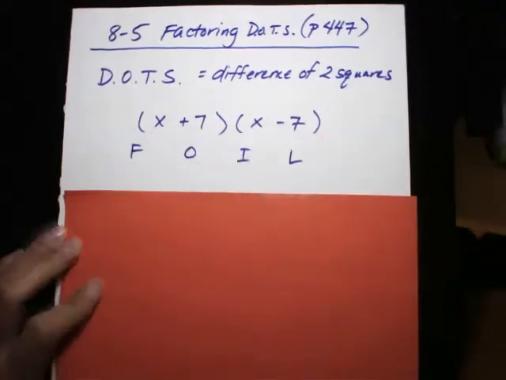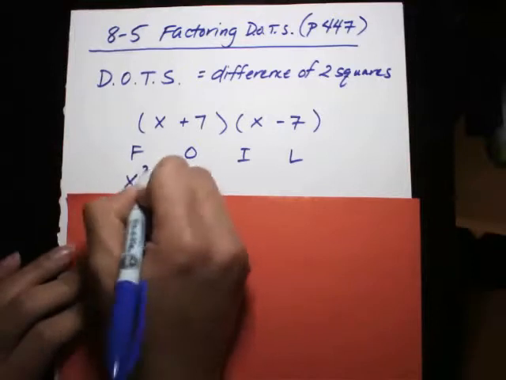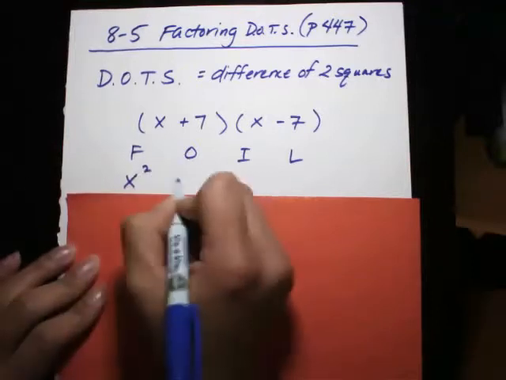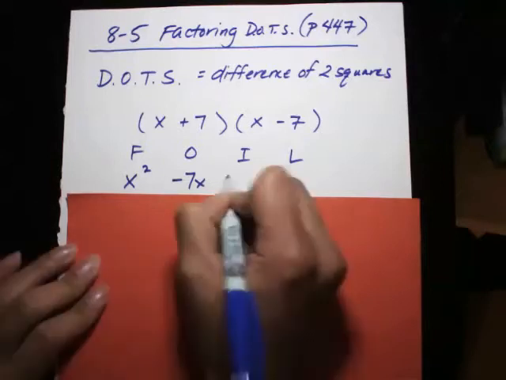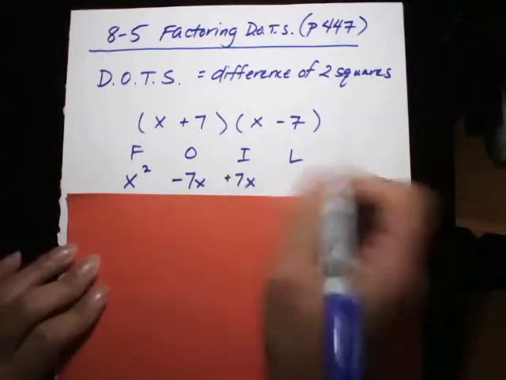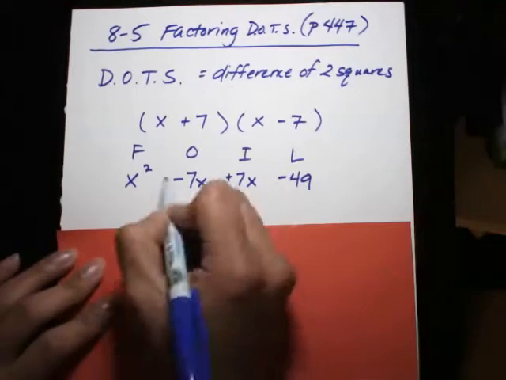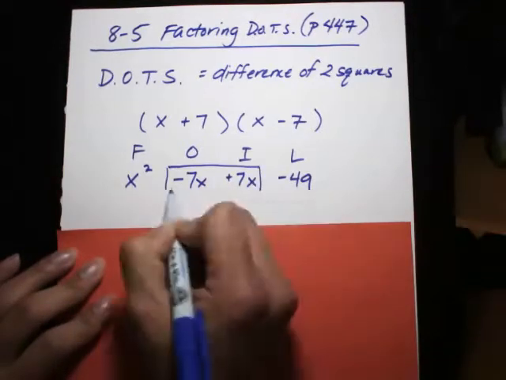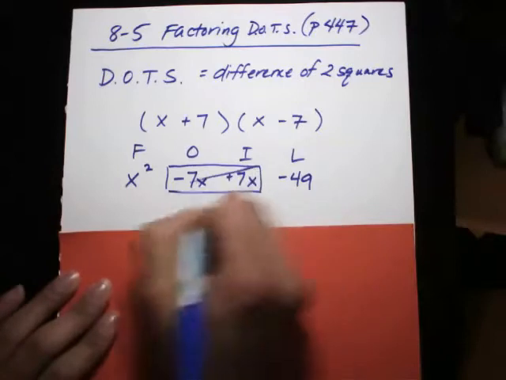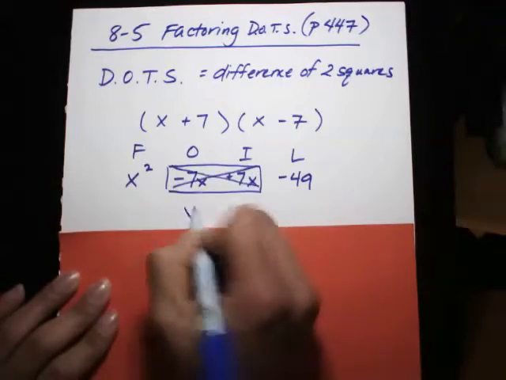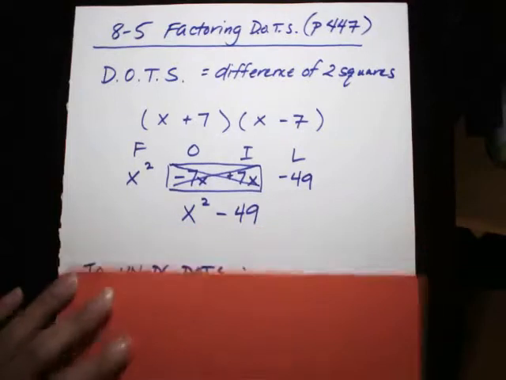If you remember, multiplying the first terms, you get x squared. The outer terms, you get a negative 7x. The inner terms, you get a positive 7x. And the last terms, a negative 49. Notice that the inner terms and the outer terms are additive inverses, which means they will cancel out. Your product will be a difference of two squares.